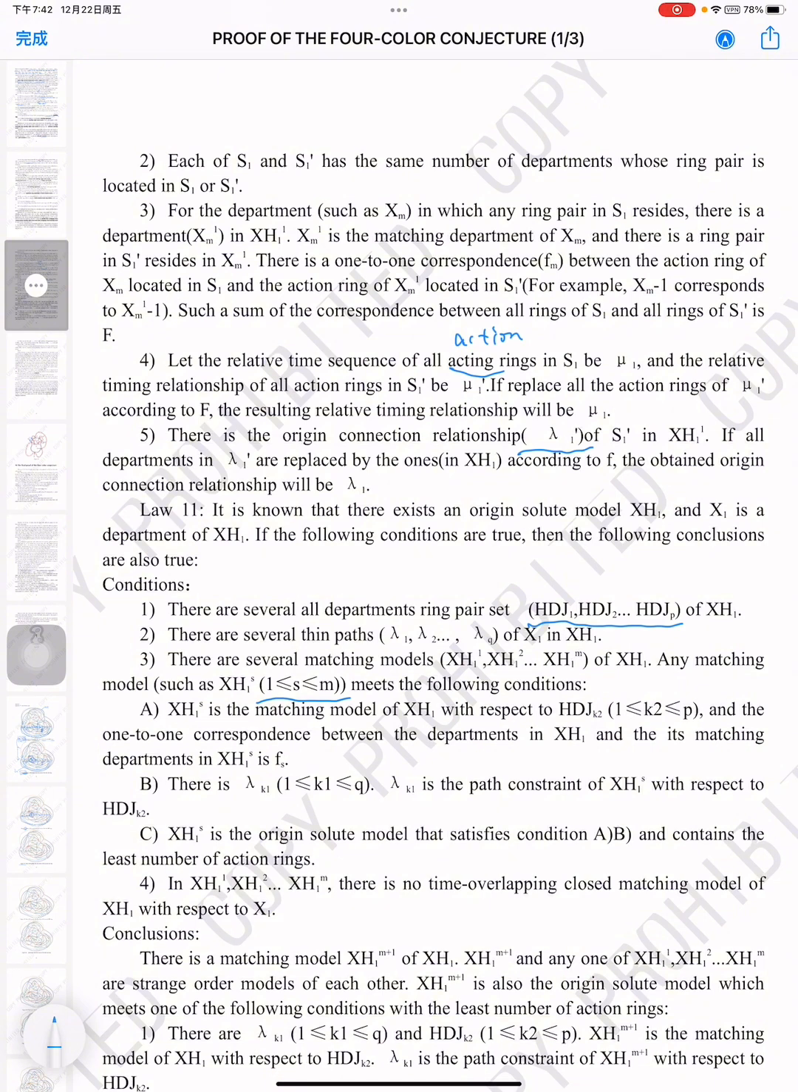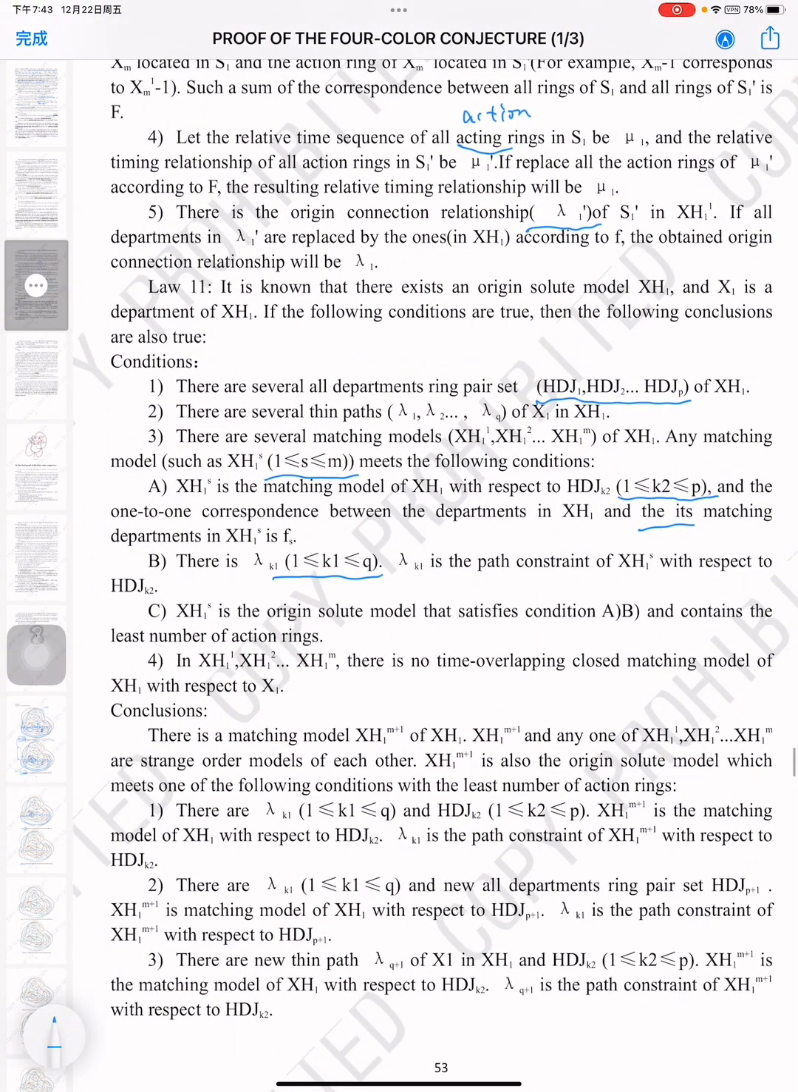A. XH1s is the matching model of XH1 with respect to HDJ-K2, and the one-to-one correspondence between the departments in XH1 and its matching department in XH1s is Fs. B. There is a lambda k1. Lambda k1 is the path constraint of XH1s with respect to HDJ-K2. C. XH1s is the origin solute model that satisfies conditions A and B, and contains the least number of action rings. 4. In XH11, XH12, and so on to XH1m, there is no time overlapping closed matching model of XH1 with respect to X1.